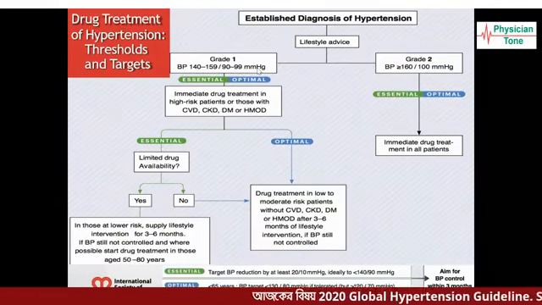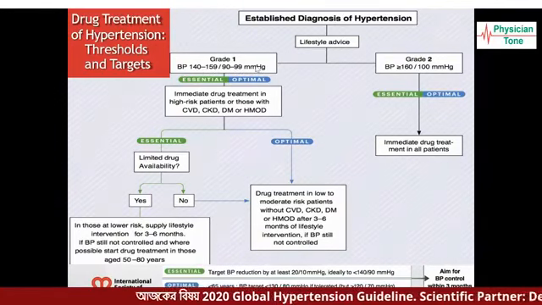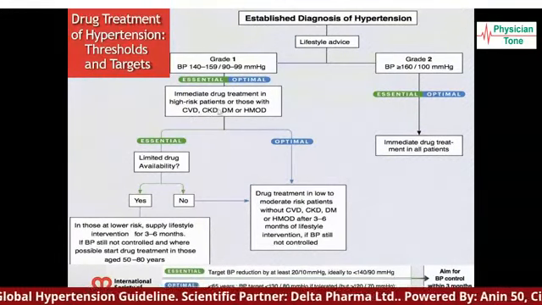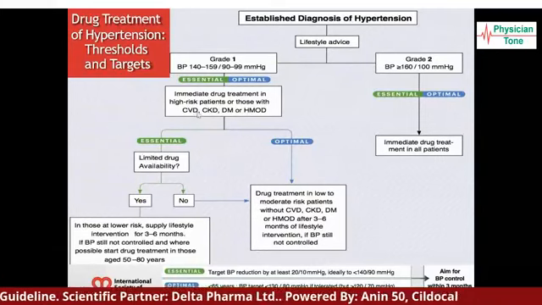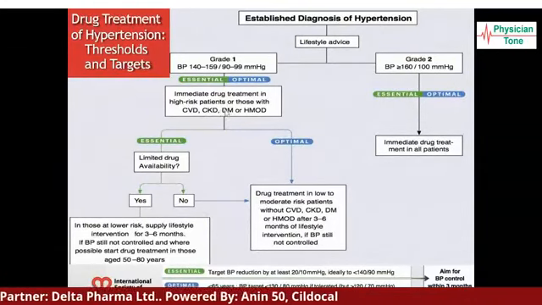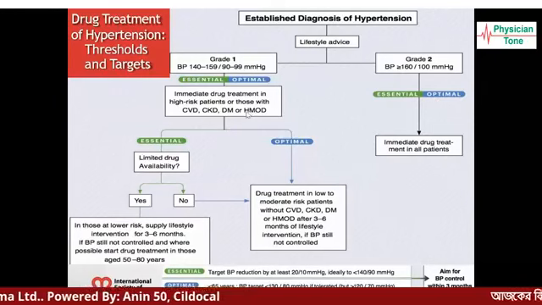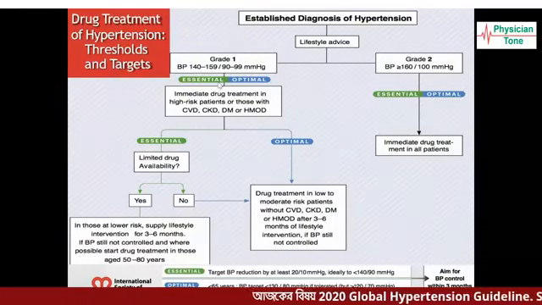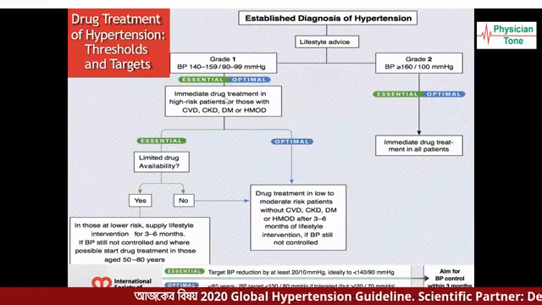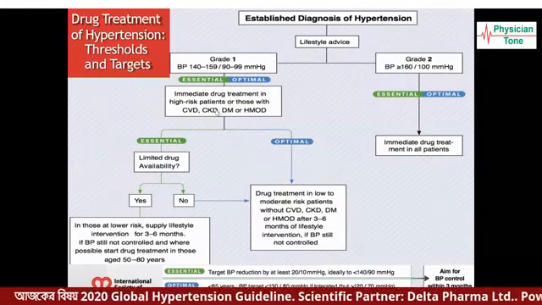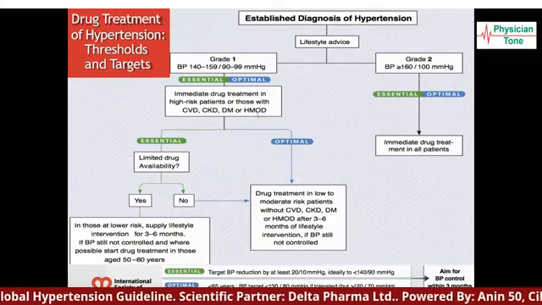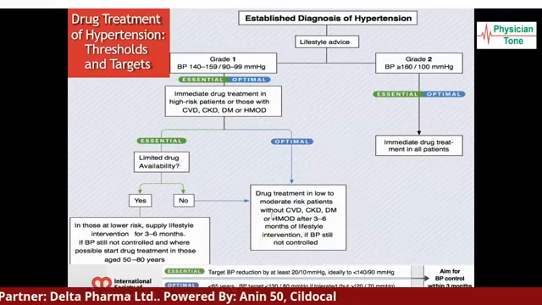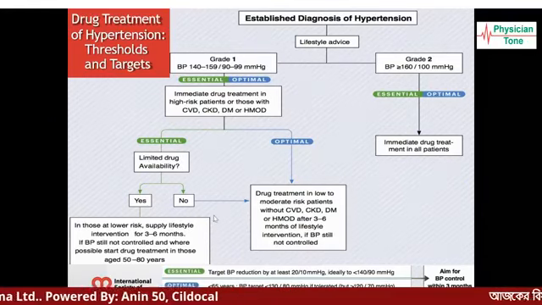then first assess the patient. If the patient has any risk factor or organ damage, like cardiovascular disease, chronic kidney disease or diabetes, or any evidence of hypertension-mediated organ damage, with grade 1 hypertension, we should start treatment. If there is no evidence of these risk factors and no evidence of target organ damage, then put the patient on lifestyle modification for 3 months. If blood pressure comes to normal, then there is no need for medication.